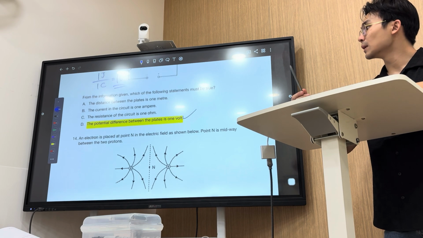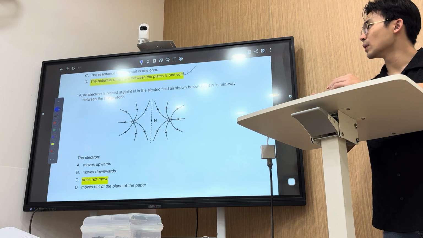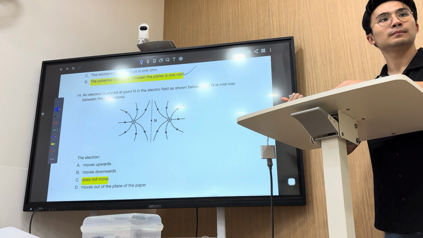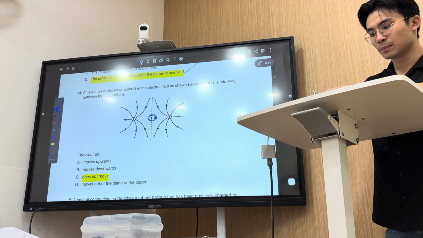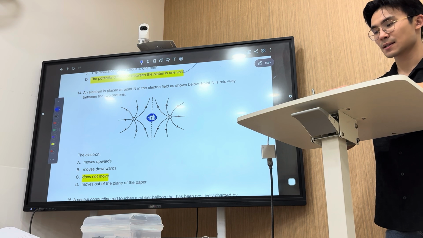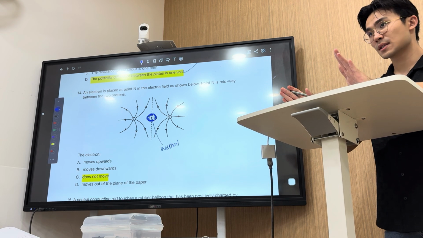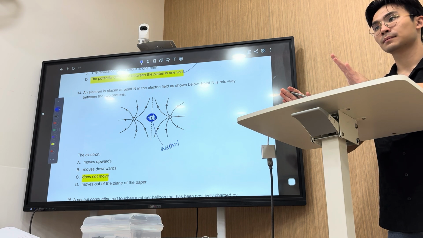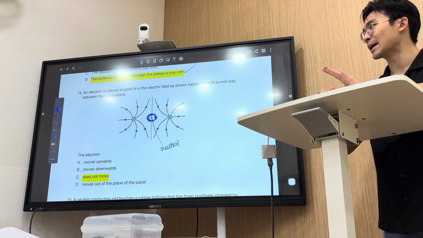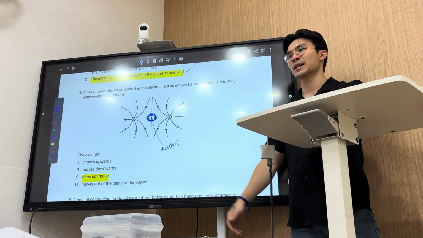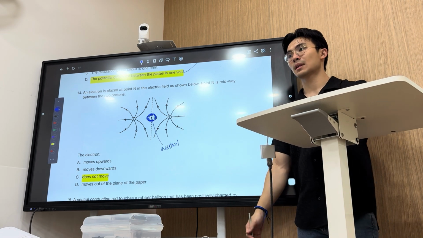Okay, Question 14. Anybody got it wrong? Okay, in between your two repulsive forces, this is neutral. No force, no nothing. So I can put a supercharged object there. Nothing's going to happen to it.